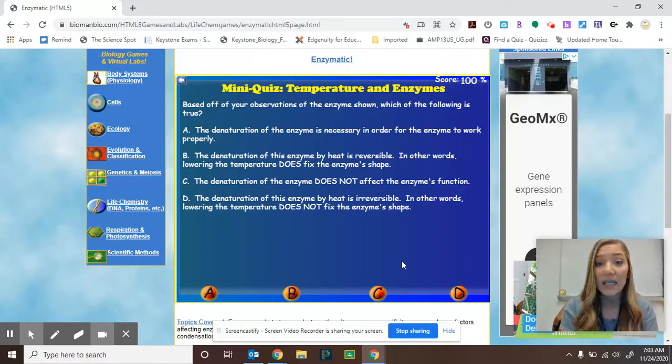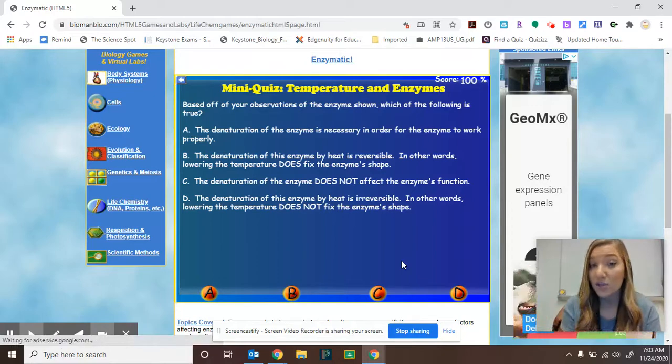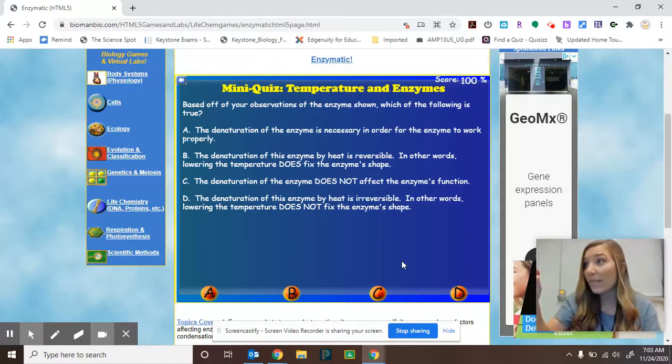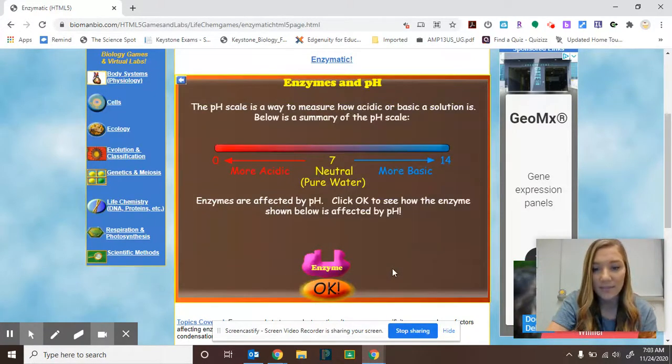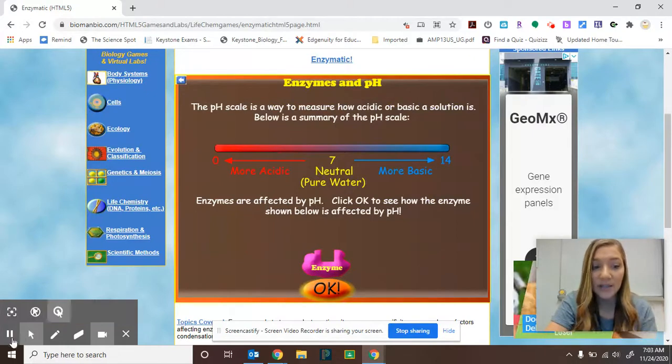Did not work. C, the denaturation does not affect the enzyme's function. Or D, the denaturation is irreversible. You cannot fix the shape once you've gone too far. Well, that is true, because when I went up and I tried to go back down, it was still denatured and it still didn't work. D is correct. Amazing. All right, so next we're going to take a look at how pH affects enzymes.